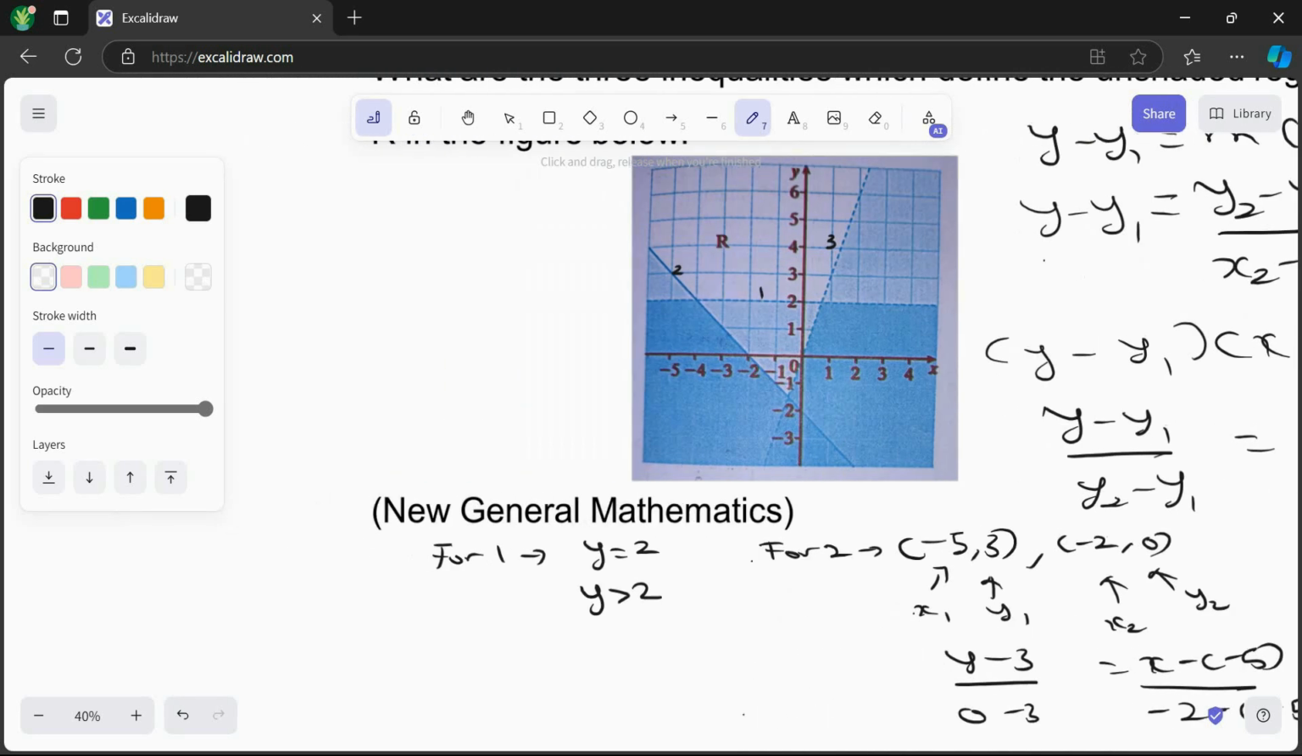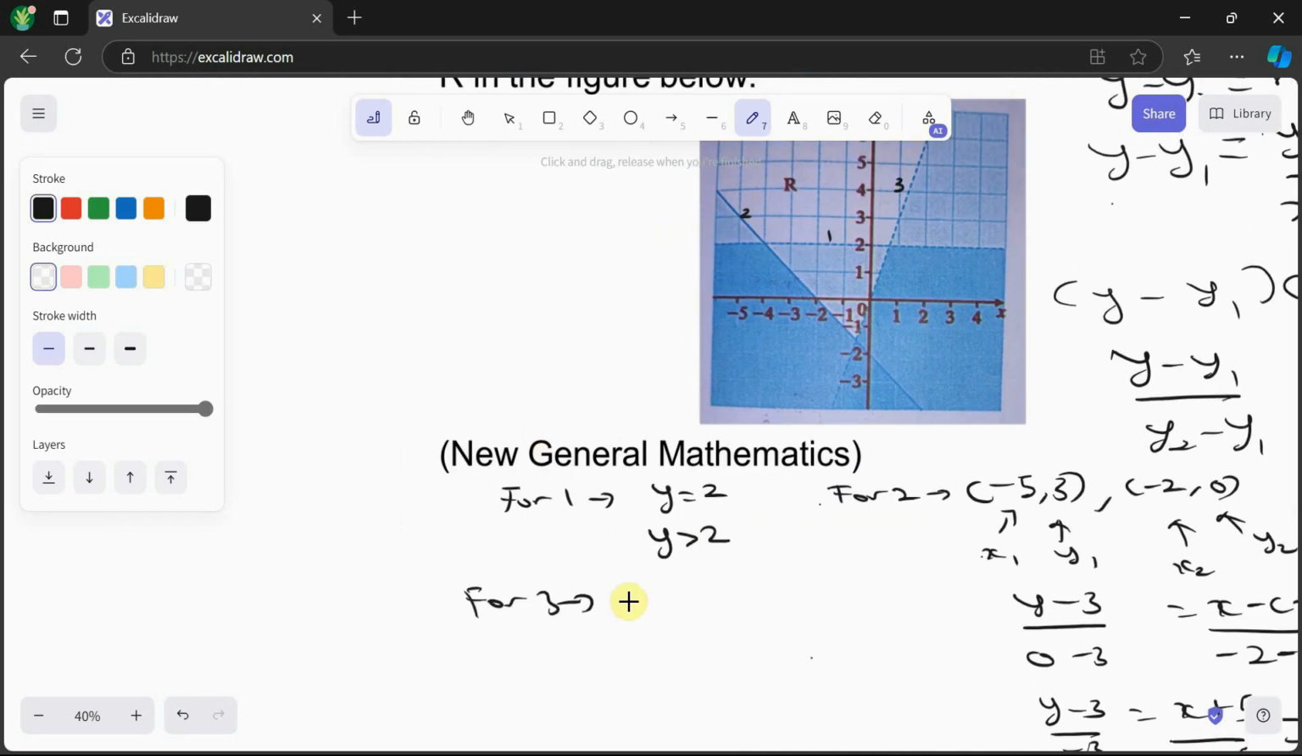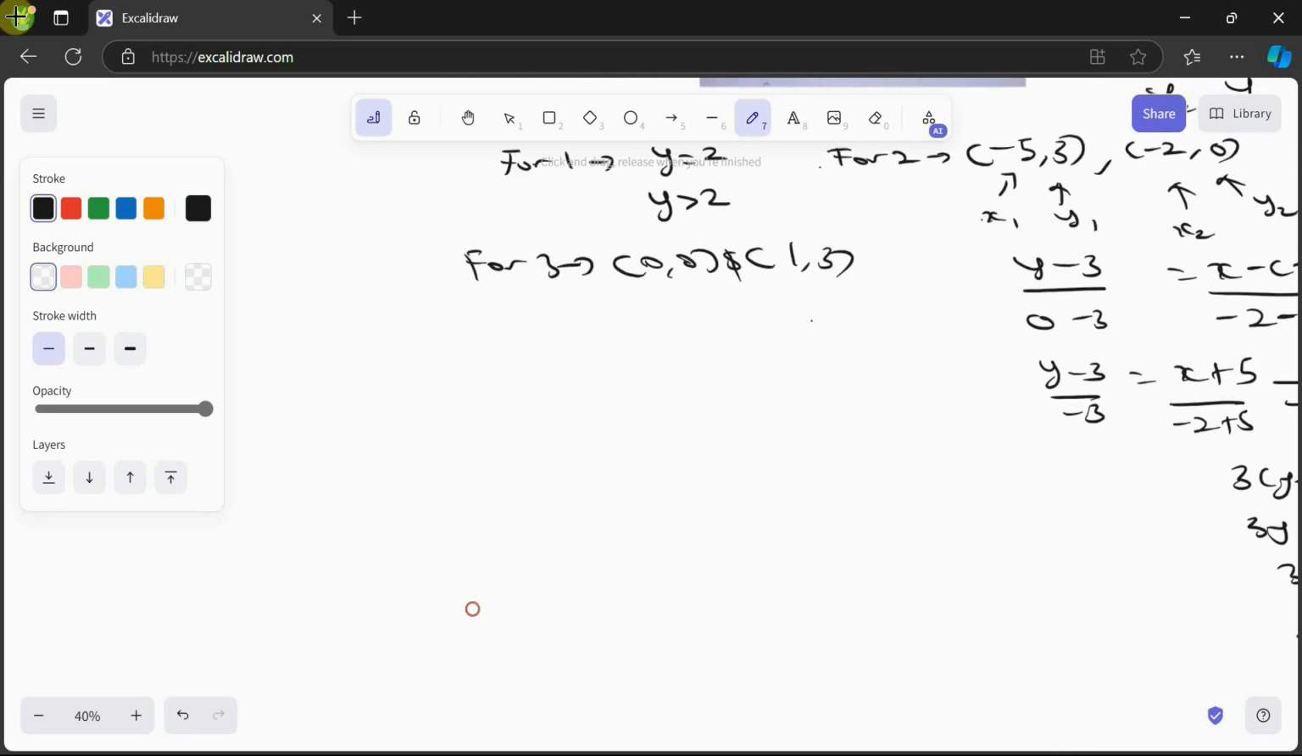So I need 2 points. Let me just do it somewhere here. So I'll say for 3, we'll just pick 2 points. Let me say 0, 0, and then another point. Let me say 1, 3. So now let's plot. So that will be (y minus y1) all over (y2 minus y1) is equal to (x minus x1) all over (x2 minus x1). So let me just, this is my x1, this is my y1, this is my x2, this is my y2.